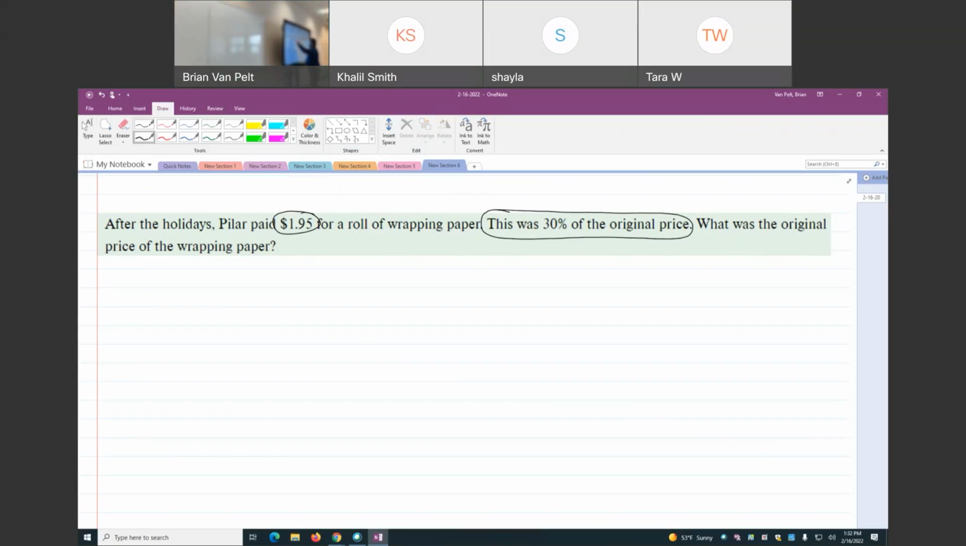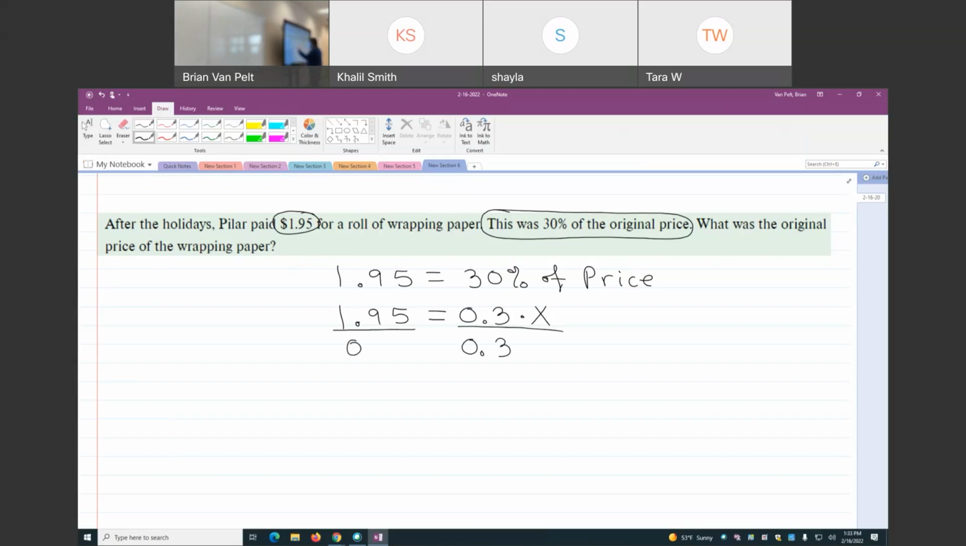So isn't it true that those two things together say that 1.95 equals 30% of, make that, it's practically an equation now. What is an equation? 0.3 times, I don't know, X for the price. Then solve it, what do you do? Divide both sides by 0.3. And the left side should have come out to 6.5. We should change it to dollars and cents, that's $6.50.